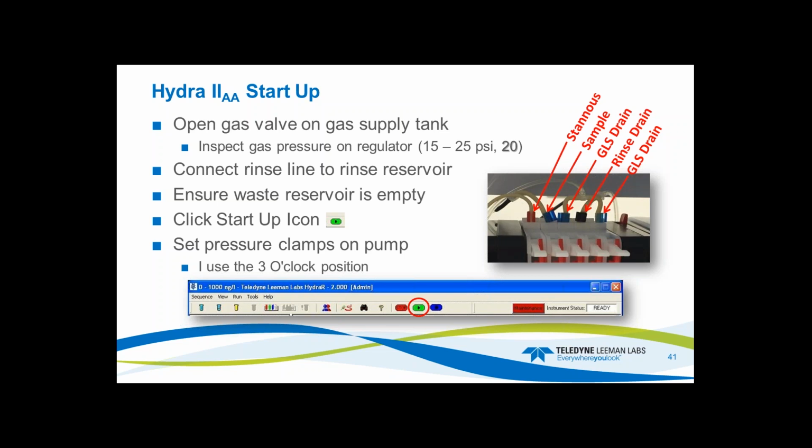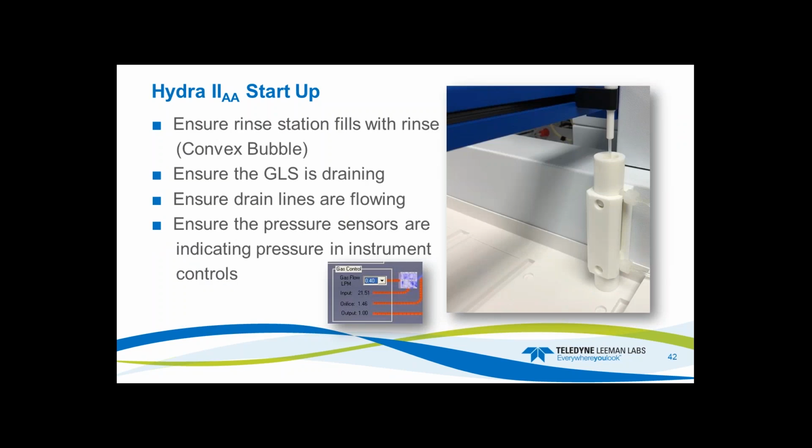Set the pressure clamps on the pump. I use the 3 o'clock position. And again, make sure that you have clean, fresh rinse and it's ready to go. So ensure the rinse station fills with rinse. You're going to look for a convex bubble. That means it's not removing rinse faster than it's supplying it.